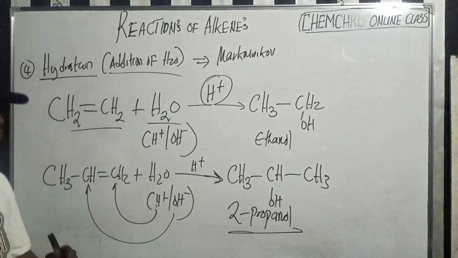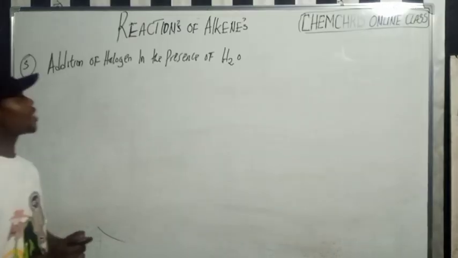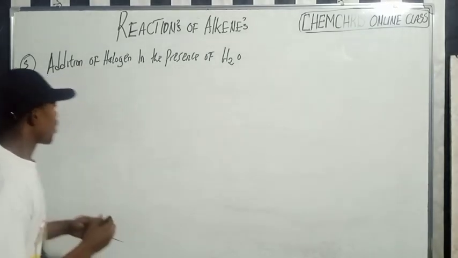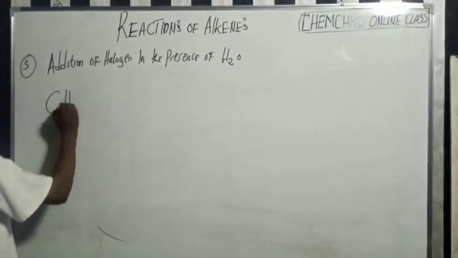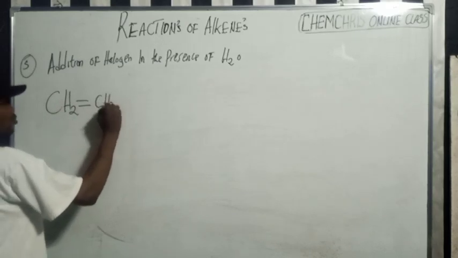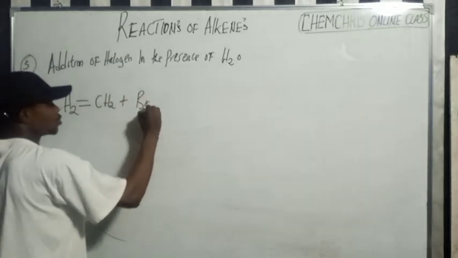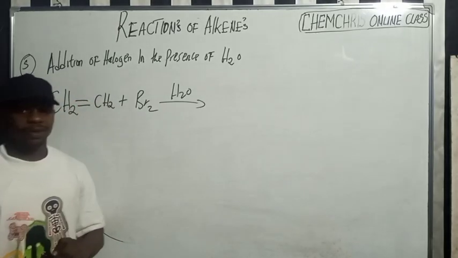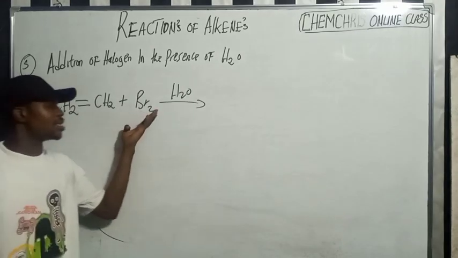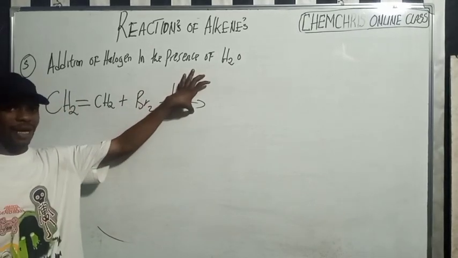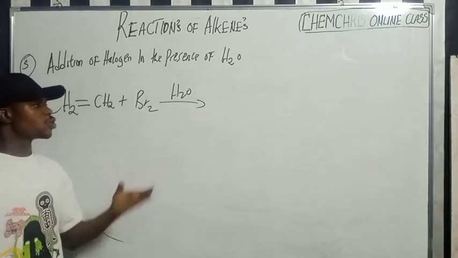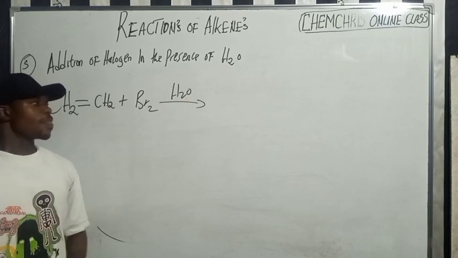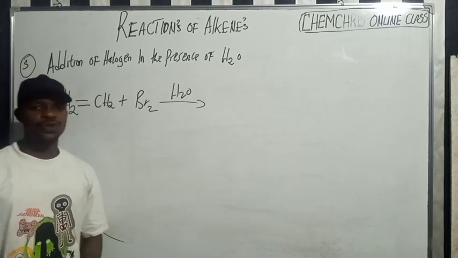We are going to look at the last one in this video, about addition of halogen in the presence of water. So remember, we have something like CH2 double bond CH2 plus Br2. Then we have water. What will be the product of the reaction? Remember, we have done the one where only halogen is added and where only water is added, right? So now two of them. Now this one, water now acts as the solvent. Now the two of them react to produce what?